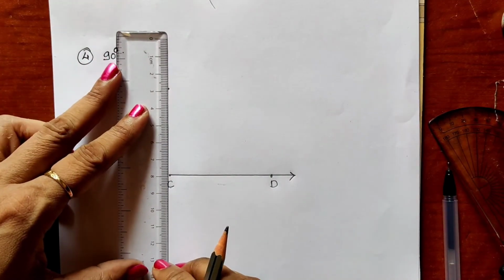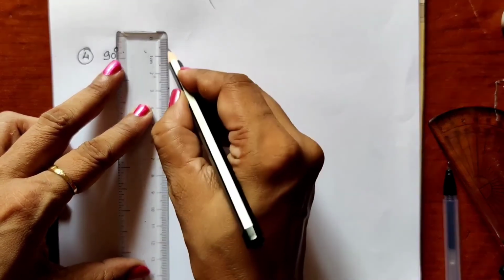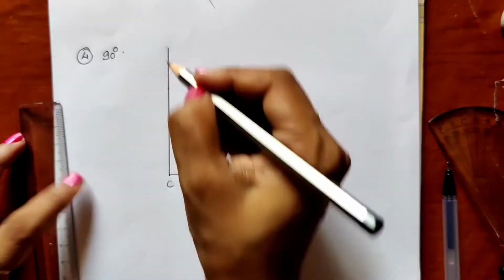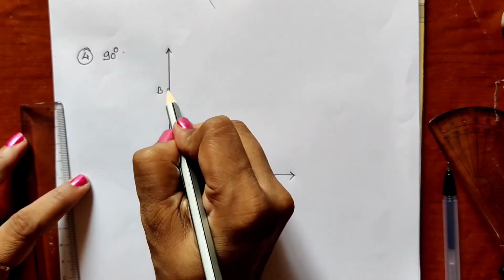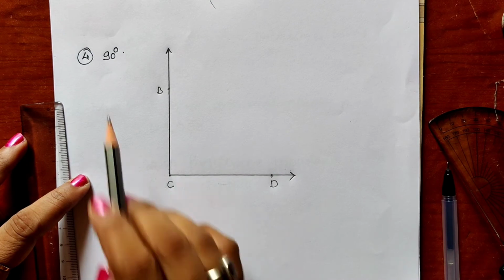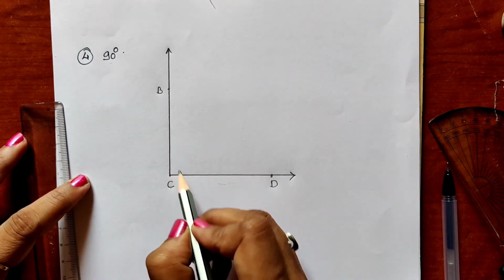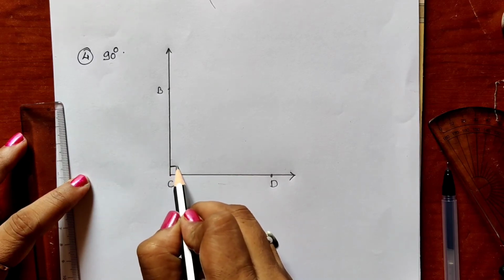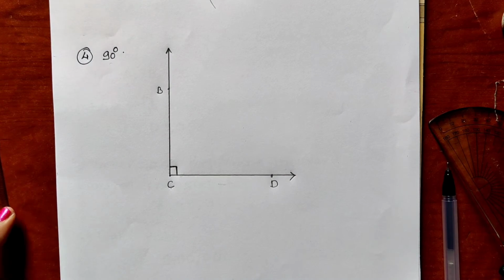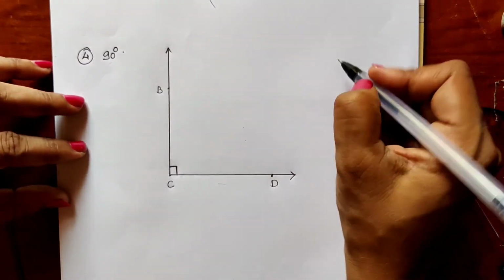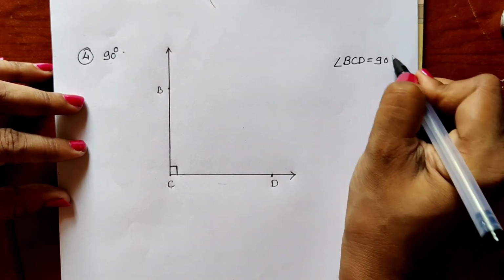and then draw another ray which joins with point C. Draw an arrowhead. This may be point B, so the angle is BCD. It is a 90 degree angle, so instead of showing it by an arc here, we will put a symbol of 90 degrees. This is the symbol for 90 degrees. So angle BCD is equal to 90 degrees.